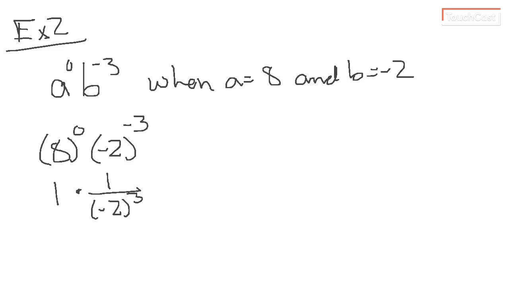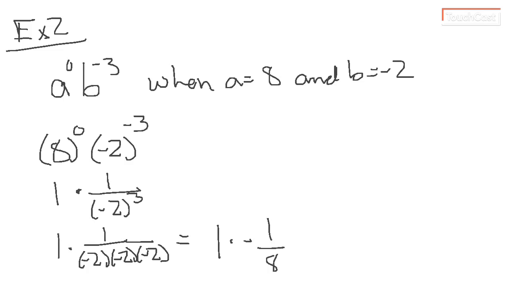Now we can expand the exponent. We're going to have 1 times 1 over negative 2 times negative 2 times negative 2. Well, negative 2 times negative 2 is 4, and 4 times negative 2 is negative 8. So we're going to have 1 times negative 1 over 8. Well, anything times 1 is just itself, so we're going to end up with just negative 1/8. We're getting close. Let's look at another example, and then I've got some more exponent rules to give you.